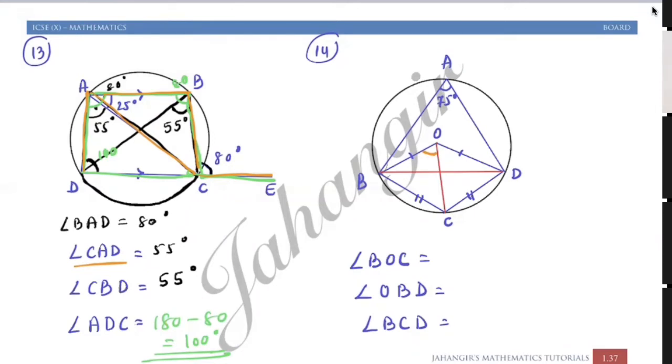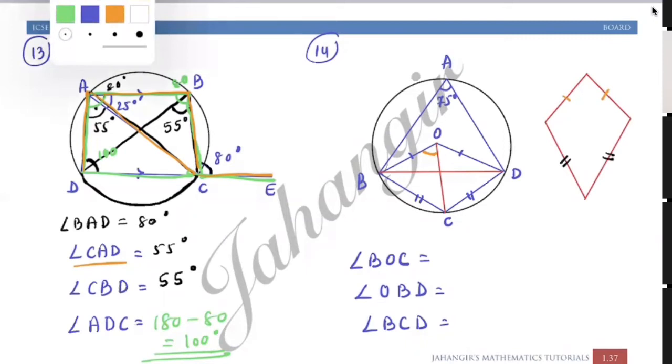See, before starting with this part, we have to understand the property of kite. Kite mein what we have? We have two adjacent sides equal. These two sides are equal. Okay. Now in this, this vertical line divides both angle equally. This angle equal to this, and these two angles are equal. This is the property of kite. You had learned in 8th and 9th standard.